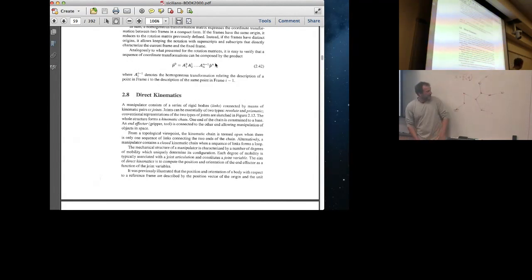The other component, open chain, is nice since everything starts from here, having joint angles, and we go from one coordinate system to the next to the next to the next. Depending on where you want to go, it's just multiplication of homogeneous transformation matrices. So we'll focus on that a little.